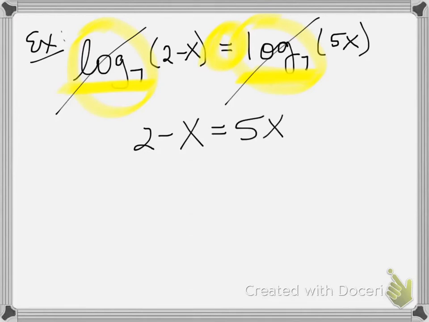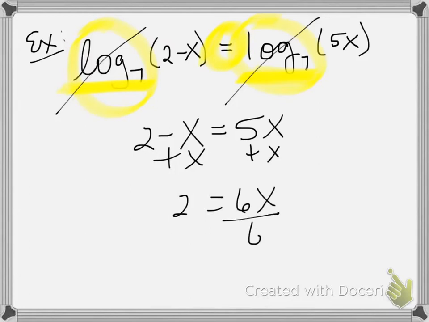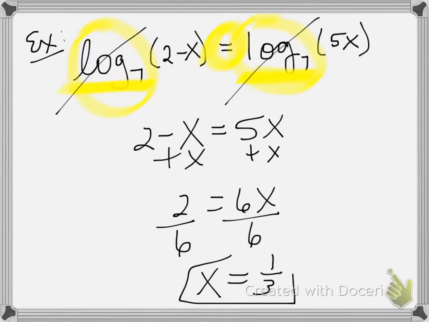This is a very nice problem because it's easy to solve. Now I'm going to add x to both sides. 2 equals 6x. Divide by 6, and x is going to equal 2 over 6, which reduces to 1/3.